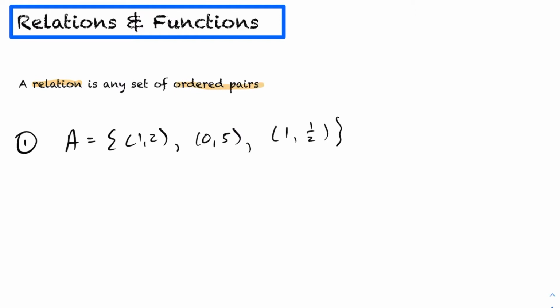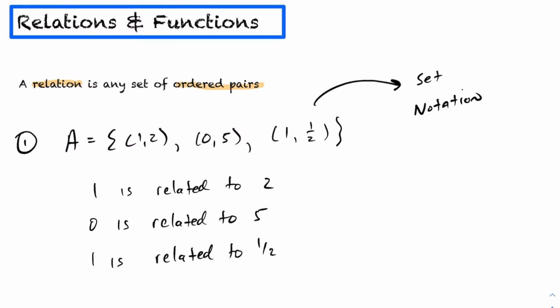So ordered pairs can be viewed in set notation, and when viewing a relation in set notation, how we would read this would be read as 1 is related to 2, 0 is related to 5, and 1 is related to a half. Notice here this relation only has 3 inputs, 1, 0, and 1 again, and it has 3 outputs, 2, 5, and a half. This relation has order 3. Some relations can be finite in size and others can be infinite.